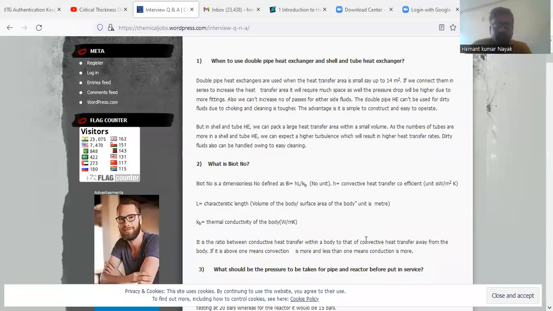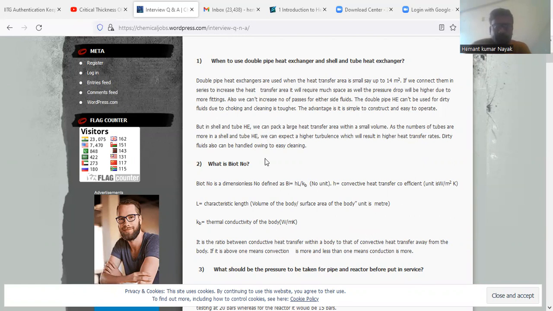So the first question is: when to use a double pipe heat exchanger and a shell and tube heat exchanger? We have two types of heat exchanger. First is the double pipe heat exchanger and another one is the shell and tube heat exchanger.